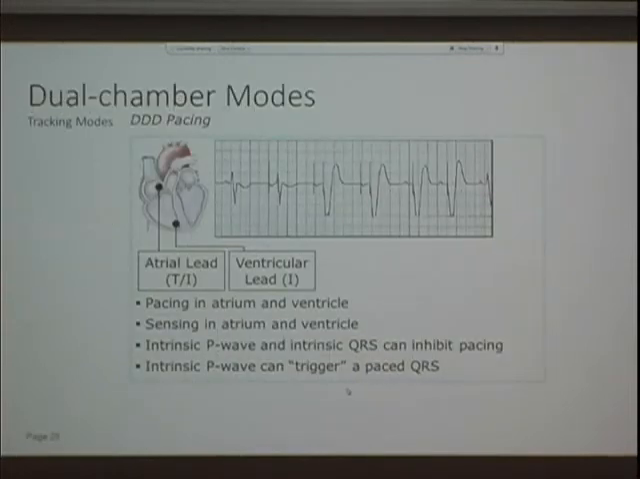So this one slide essentially has all the QRS complexes that you can see with a patient with a DDD pacer. Here, no pacing seen because of intrinsic activity, atrial pacing seen, pacing in both A and V, and pacing with an intrinsic A and a tracking in the ventricle.